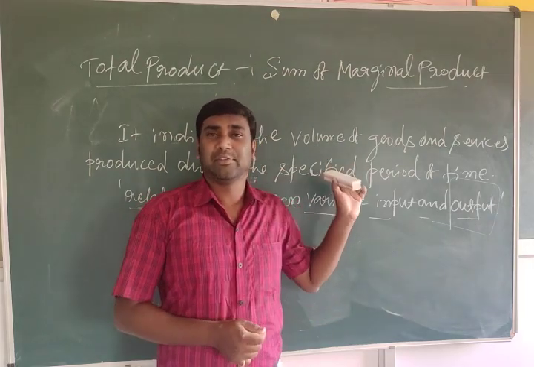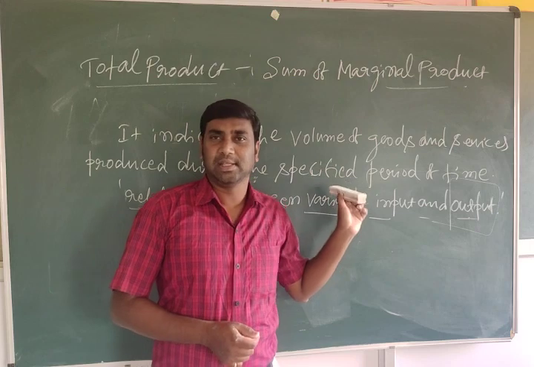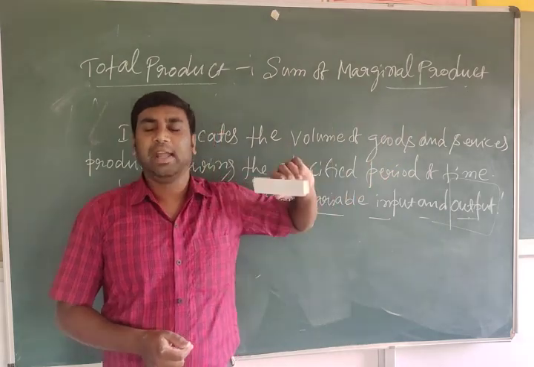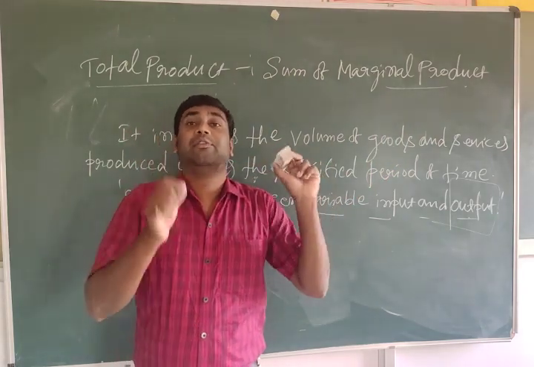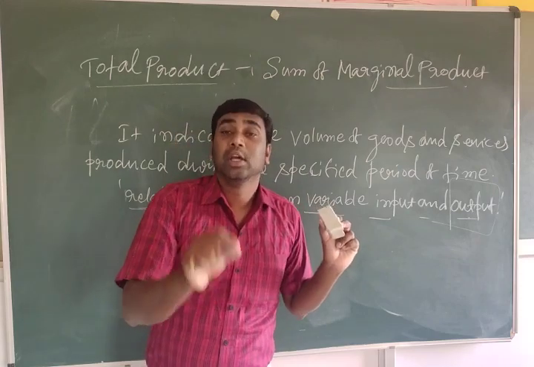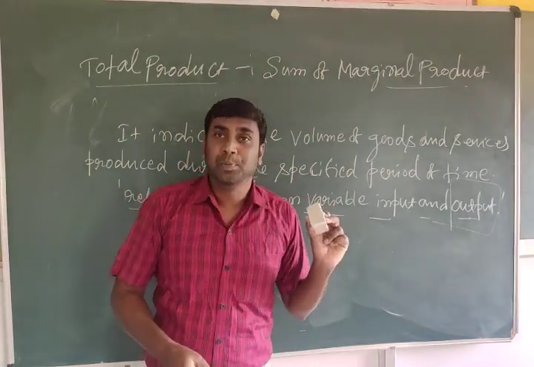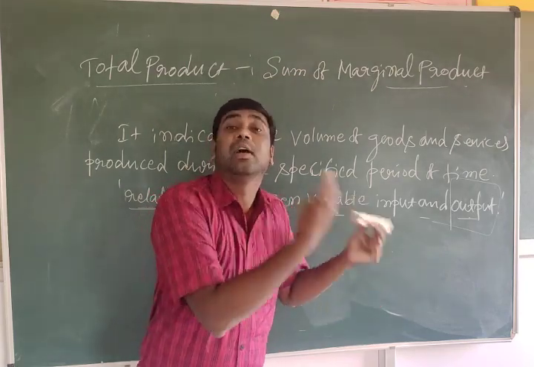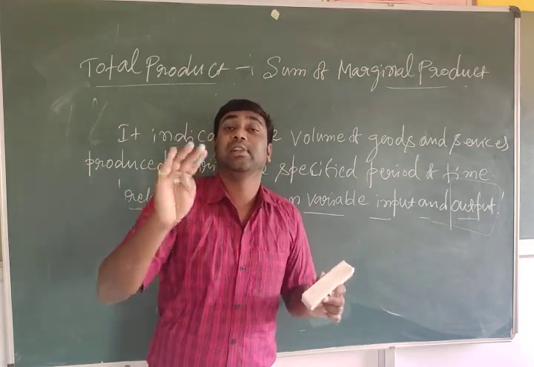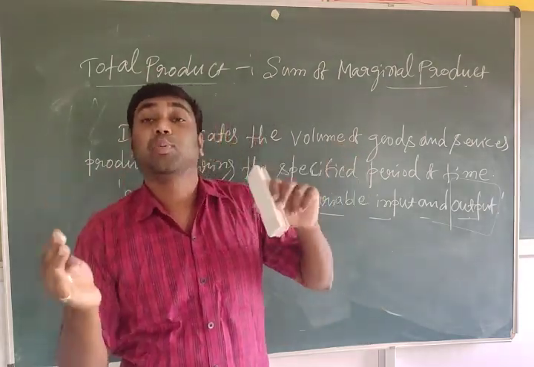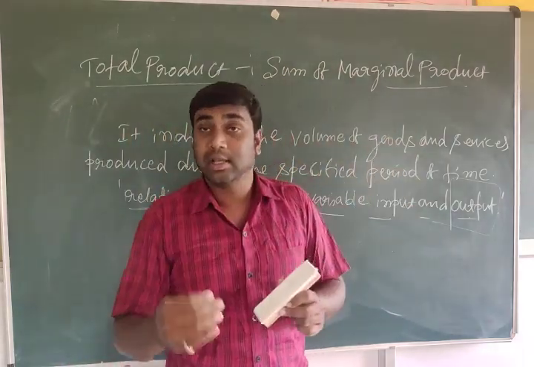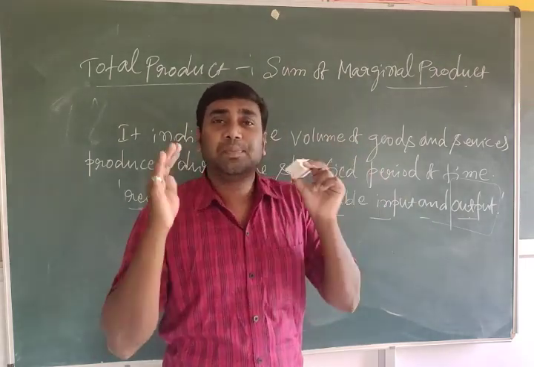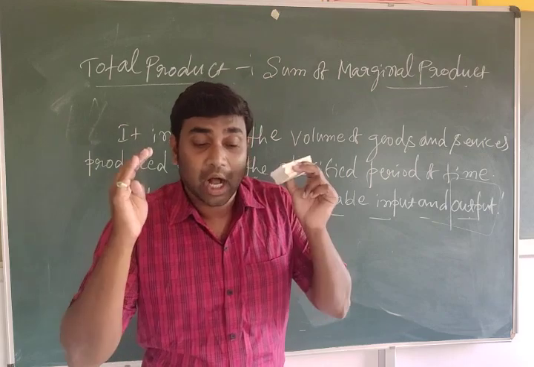Are you understanding? It is the sum of the marginal product. Total product explains the relationship between variable input and output. Why? Because if we change only one input, keeping all other inputs constant, for the different levels of variable input, definitely we can get different levels of output. When the inputs are increasing, output also increases. When the inputs are decreasing, output also decreases. That's why total product explains the relationship between variable input and output.